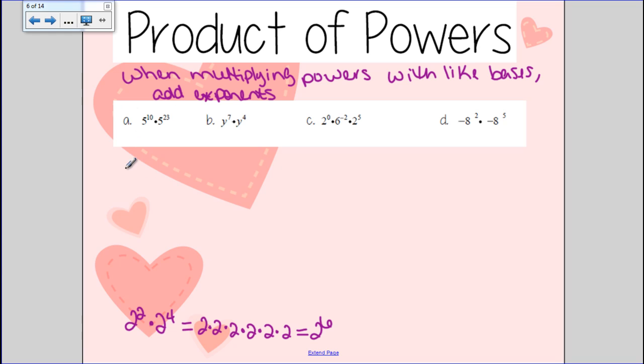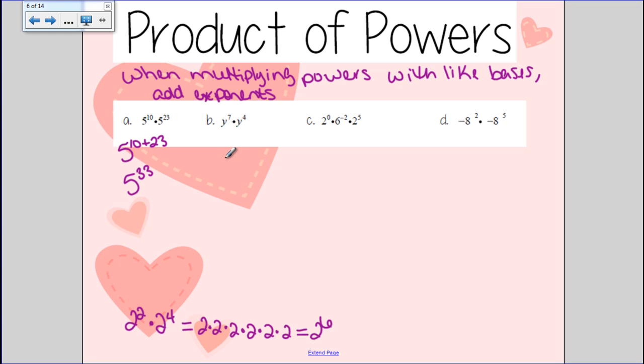So like a here, I have 5 to the 10th times 5 to the 23rd. Well, that's the same thing as 5 to the 10 plus 23. And when I add up my two exponents, that becomes 5 to the 33rd. And we can simplify that even more. You could actually multiply that out on your calculator and get it, but that's going to be a rather large number, so we're going to leave it as an exponent.